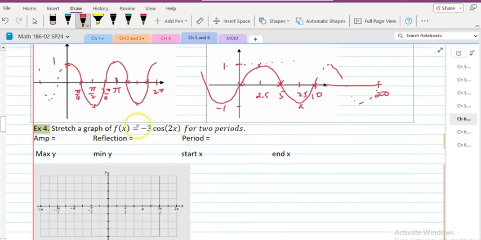So let's say amplitude would be the absolute value of 3, so it's 3. Reflection, yes. Period is 2 pi over this b. This number b is 2, so over 2. That's equal to pi. The maximum would be the amplitude 3, and negative. It starts at 0, always start from 0 because we don't have any phase shift left and right. It ends at pi, right? So we would do 1 pi, but 3 and negative 3.